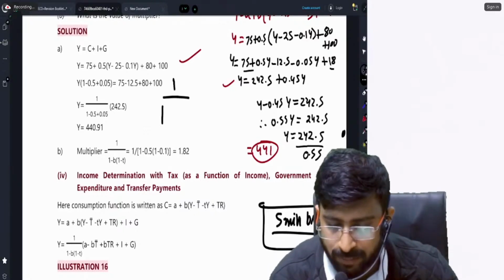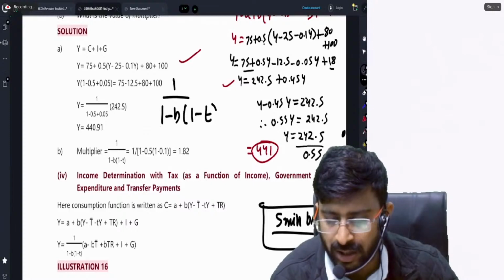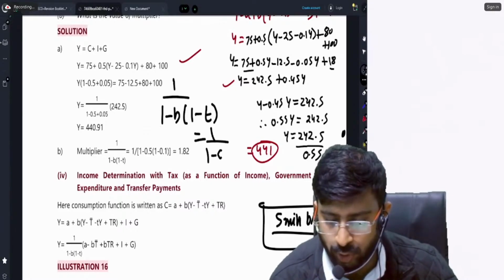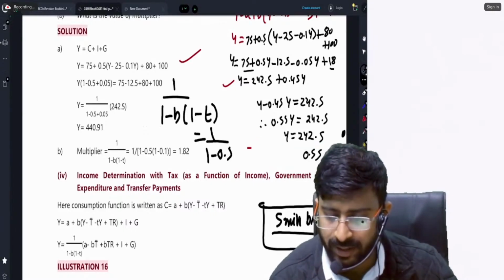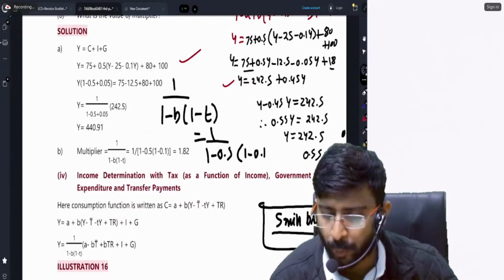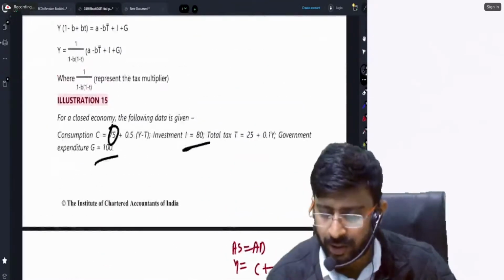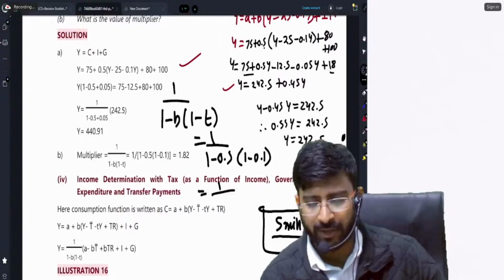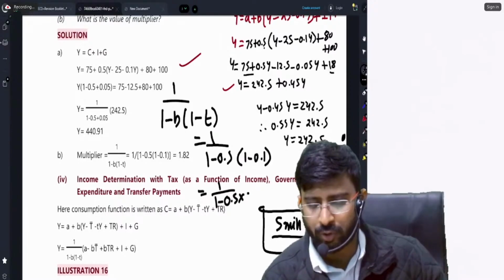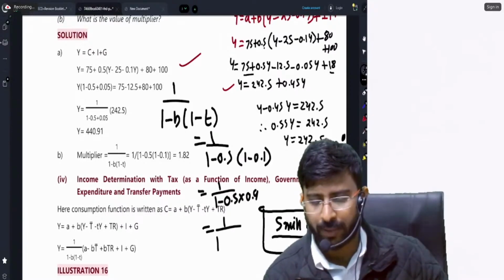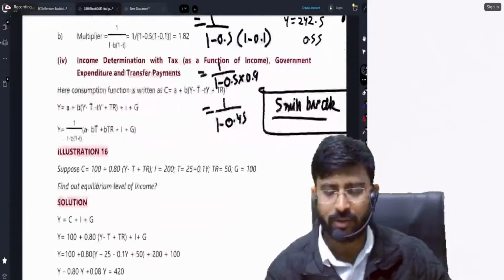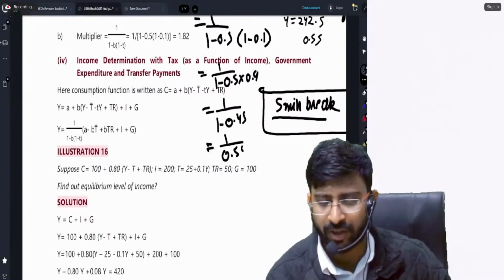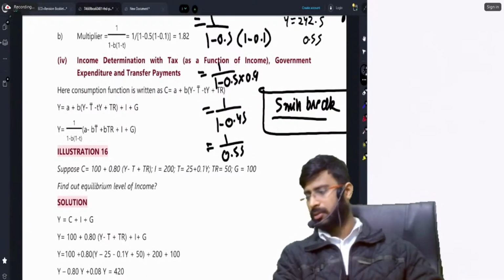The multiplier will be 1 by 1 minus b into 1 minus t. That is 1 by 1 minus 0.5 into 1 minus t. 1 minus t is 0.1? Where do you get 0.1? The variable component of tax. So 1 by 1 minus 0.5 into 0.9, which gives you 1 by 1 minus 0.45, which gives you 1 by 0.55. Boom. And then solve it.